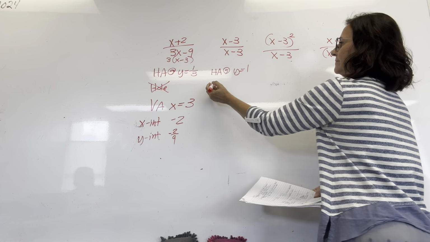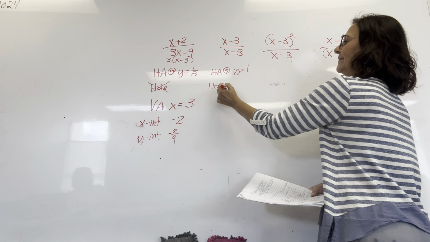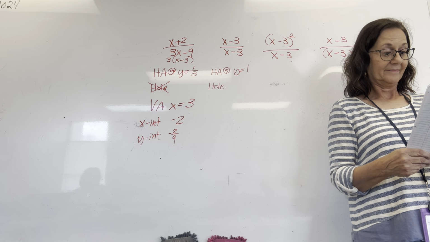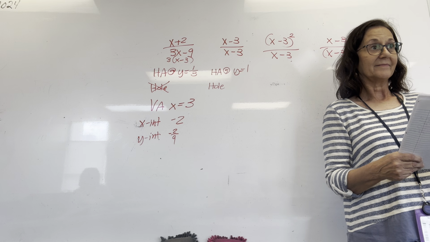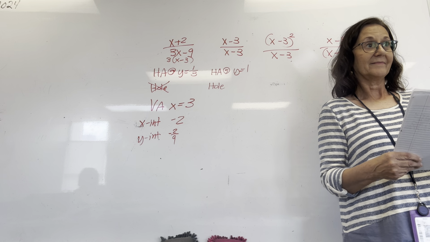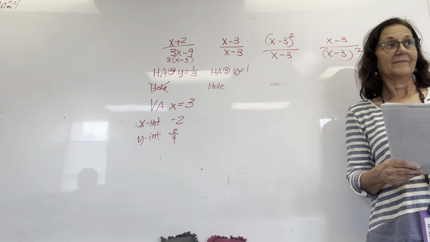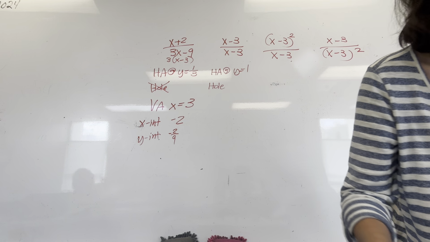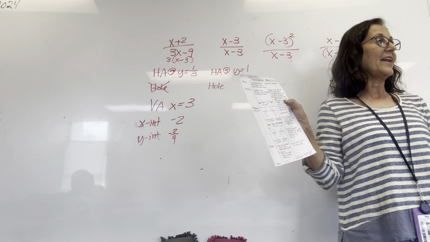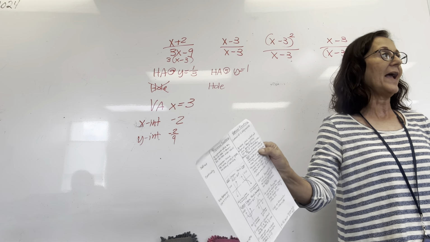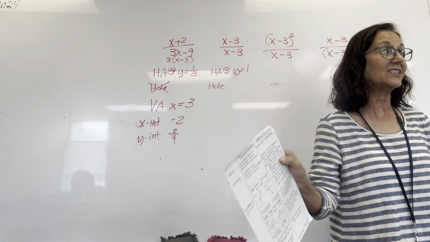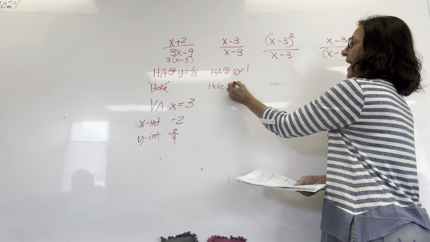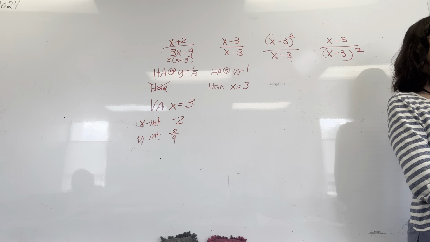Is there a hole? Yes. Because there's an x-intercept in the denominator and the numerator that are equal. Holes are zeros of the denominator and the numerator, as long as they can be canceled. There's a hole at x equals 3.